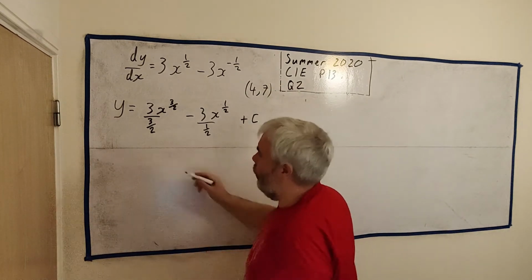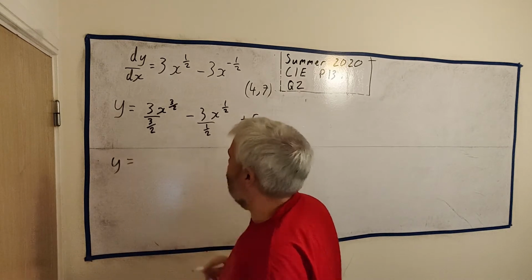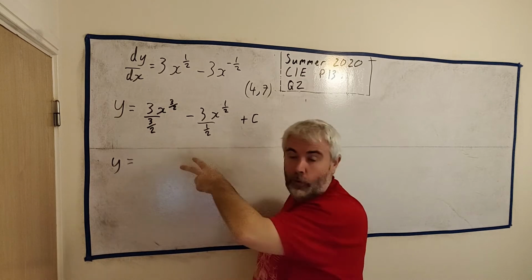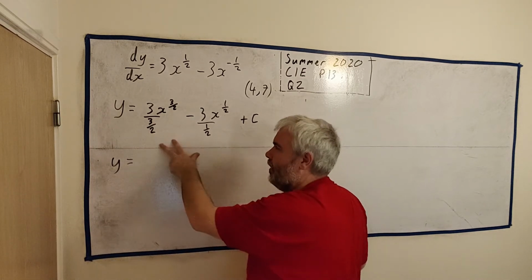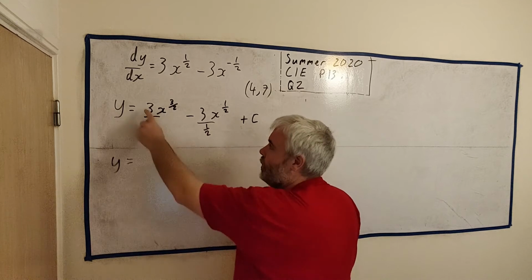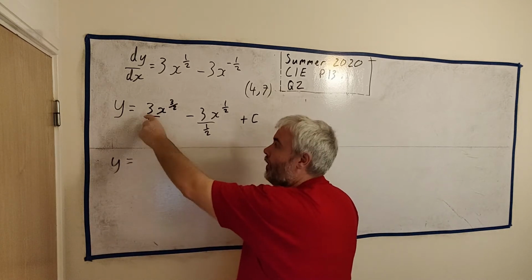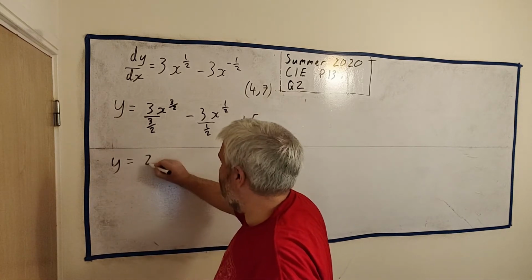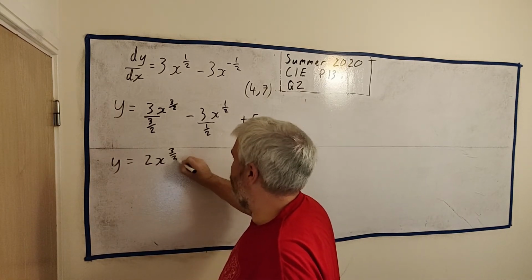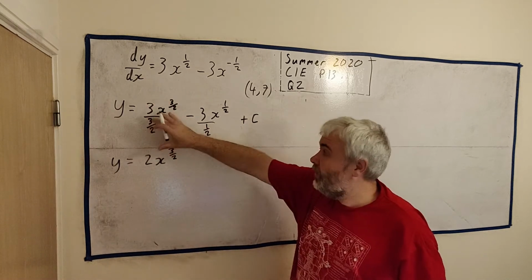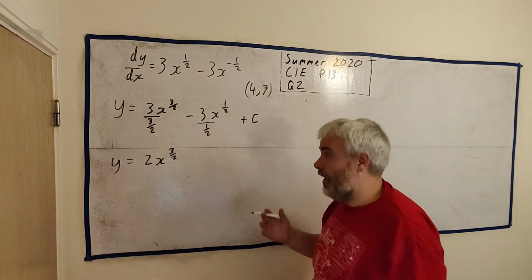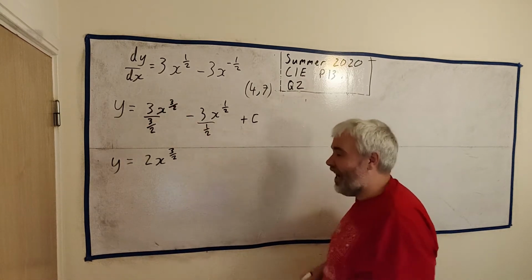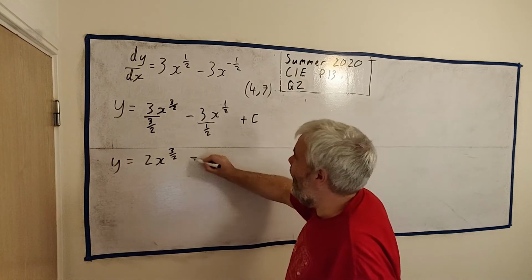Luckily, this point was going to tell us at the end. Let's clean this up though. y is equal to 3 divided by 3 halves, or 1.5, is 2. Double check on a calculator or use your algebra. 3 divided by 3 is 1, and then 1 divided by a half is 2. Either way, we get 2x to the power of 3 over 2. Lots of students are terrible at these. Let a calculator help you out when you can.